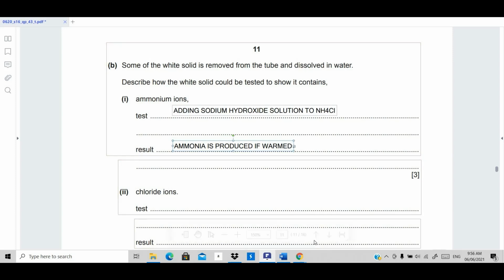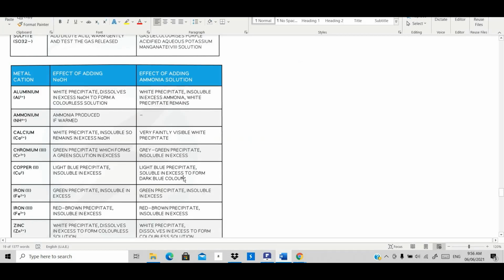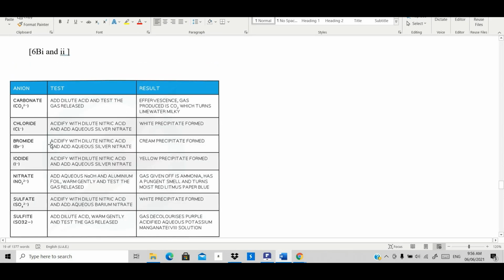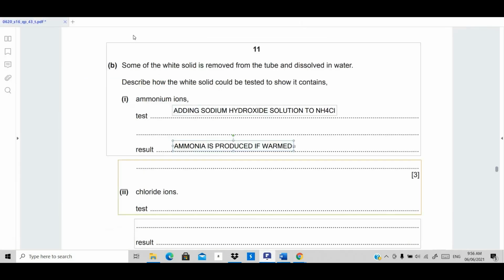Now test for chloride ions. The presence of chloride ions, how will we do that? The test for chloride ions is to acidify with dilute nitric acid and add aqueous silver nitrate. You can just learn the table provided below, so you're familiar with all the tests.